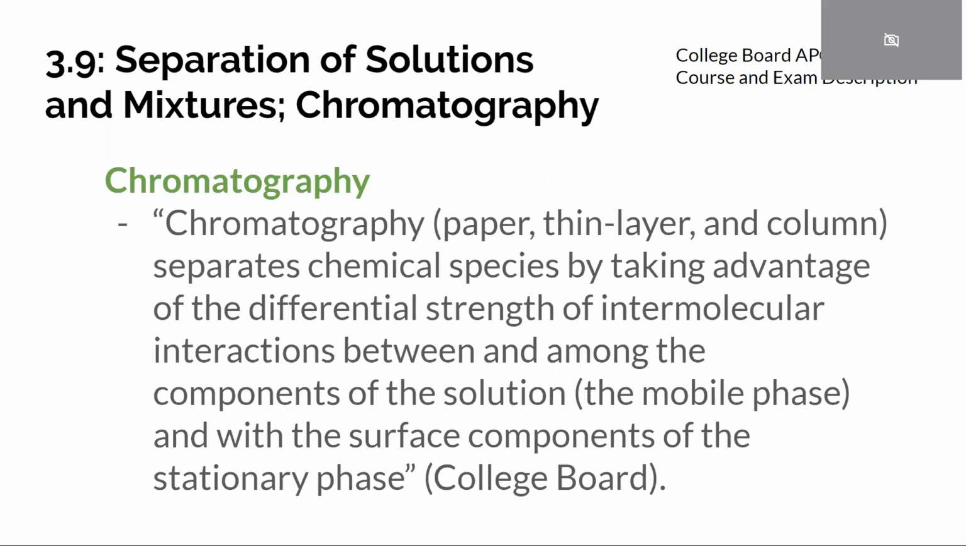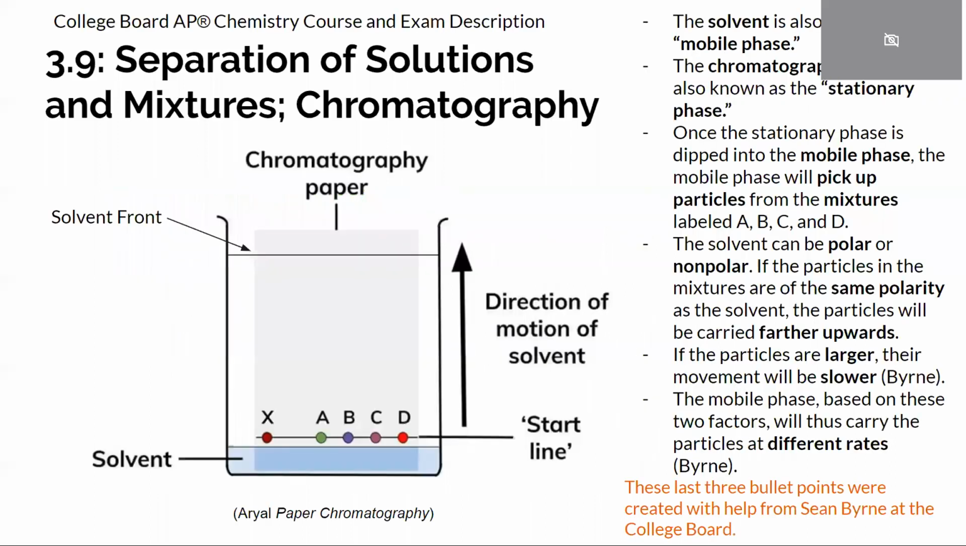chromatography, which is the paper one that we're going to talk about, separates chemical species by taking advantage of the differential strength of the intermolecular interactions between and among the components of the solution, the mobile phase, and with the surface components of the stationary phase. So we're going to talk about what those mobile phase and stationary phase words mean.